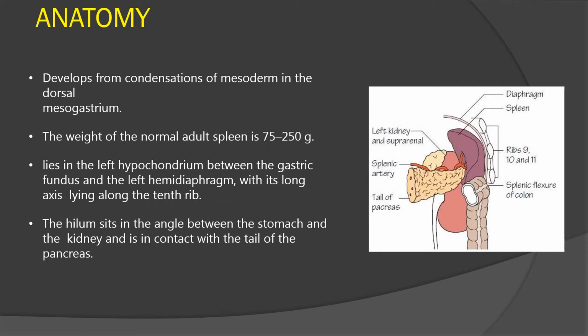10th rib. The hilum sits in the angle between the stomach and kidney and is in contact with the tail of pancreas. Here you can note that the spleen lies along the long axis of 10th rib. Above there is 9th rib and 11th rib. Below the 9, 10 level ribs this spleen lies. The hilum sits in the angle between the stomach and kidney, coming into contact with the tail of pancreas.